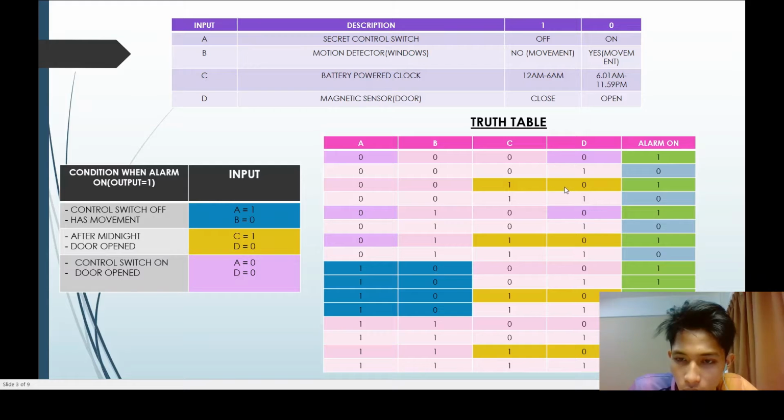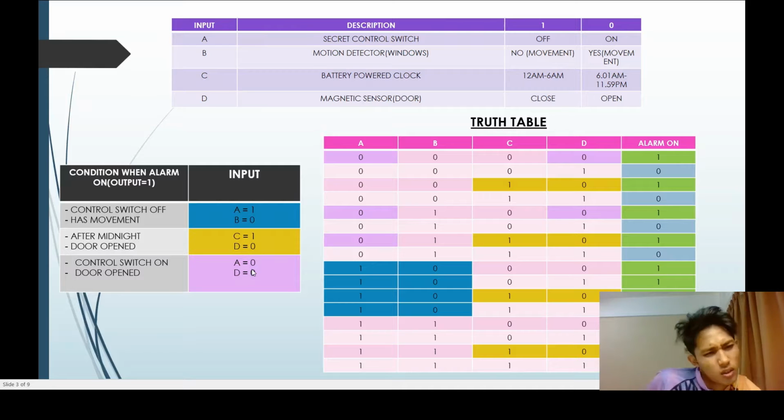So here we have four outputs for this condition. One for this one, and this one.